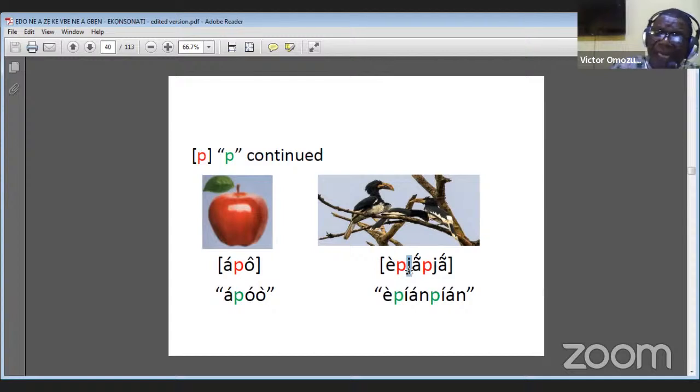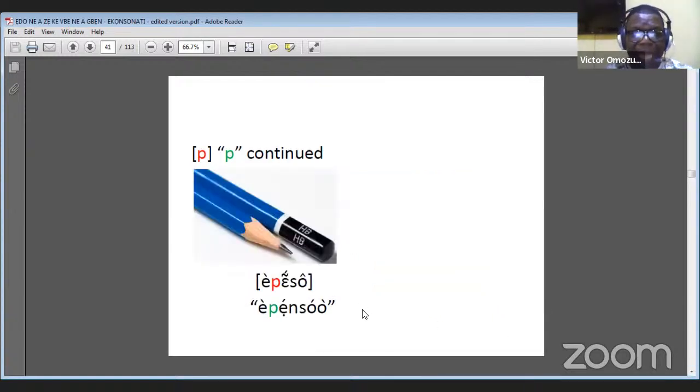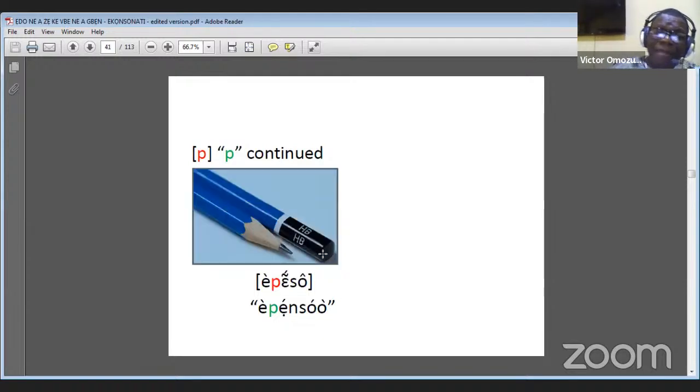You see the yi again. The E is realized as a glide, the same way you have it in the second syllable. So this is a 3-syllable word, a pian pian. Many of us are familiar with that. And then this is another borrowed word, a pencil, which is borrowed from the English word pencil.